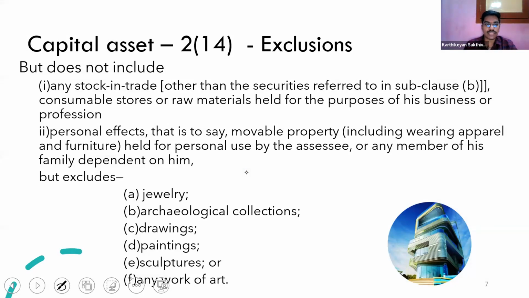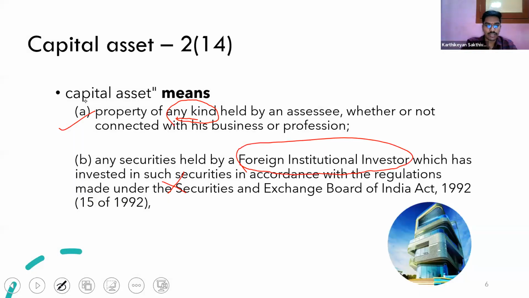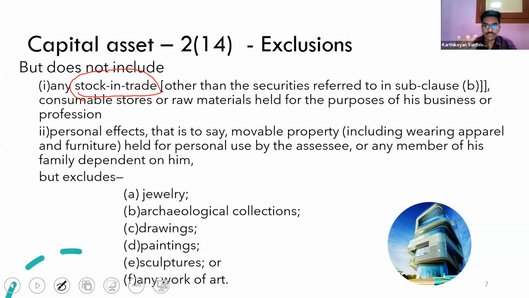The term capital asset does not include the following. First, it will not include stock in trade. Right? So stock in trade is not included in the meaning of the term capital asset. Let me just give you an idea. Whatever property is being held by you is a capital asset. These are the exclusions from such capital asset. There are two major exclusions. One is stock in trade and the other one is personal effect, right?